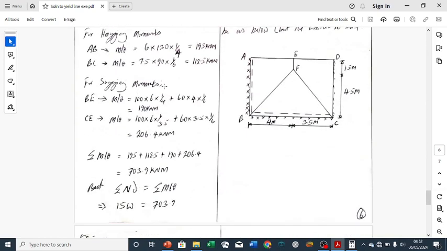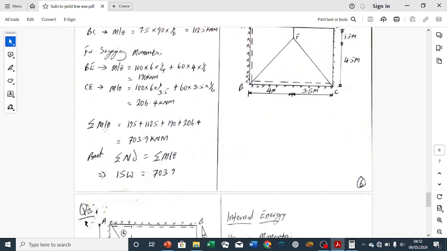So just like we did in our yield line pattern 1, we calculate BE here. You remember we calculate for vertical component and for horizontal component, and we do the same for CE. We calculate for both vertical and horizontal components. So when we do that, we go ahead and find our summation ML theta, which is this plus this plus this. This is for hogging moment AB, hogging moment BC, and this is for the two sagging moments. So it gives us this.